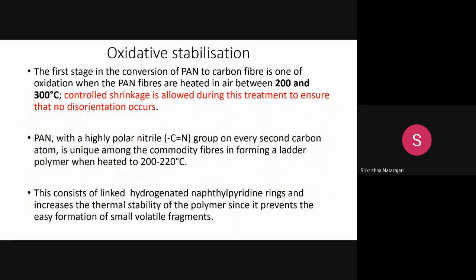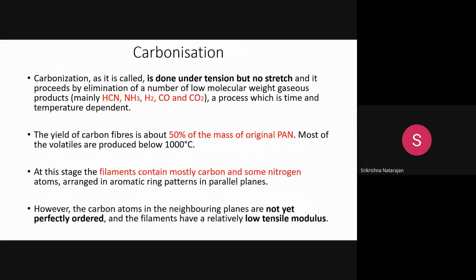I want to show this here. So this hydrogenated naphthyridine ring increases the thermal stability of the polymer, so that when you are heating it to high temperature, that will get broken down and hydrogen gets removed. Because you know very well, hydrogen is a highly flammable material. Once that is removed, the next step is the carbonization.